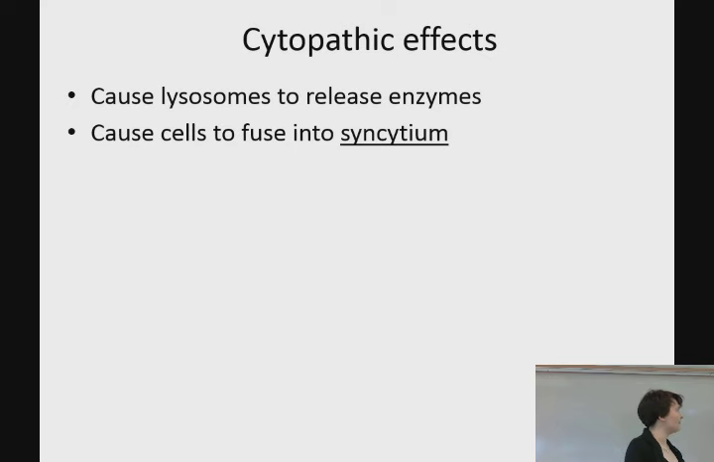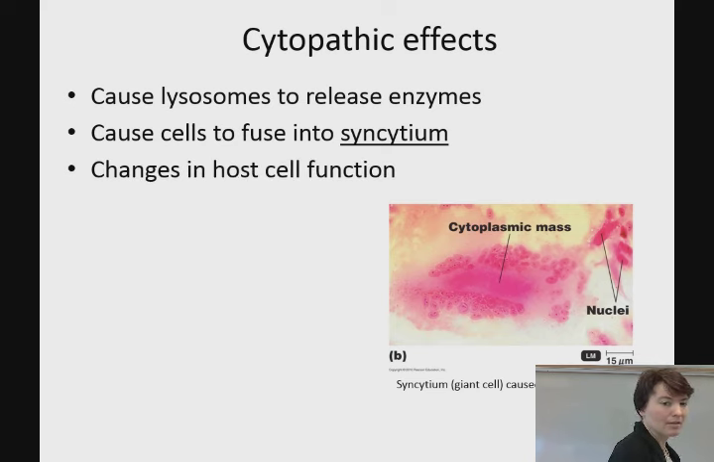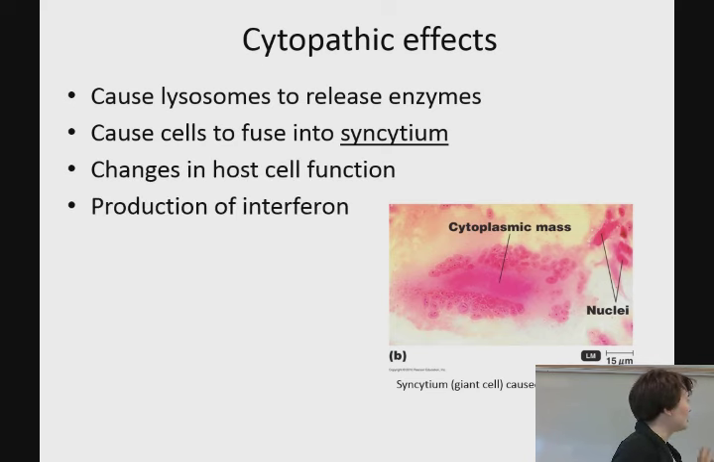Now they have, it's like a territorial takeover. You know, they're in this one cell. By causing the cells to fuse together, they just gain all of that territory and all the resources all of a sudden. It obviously changes the host cell function. One thing that does happen is that cells that are infected with viruses will produce interferon. We'll talk about this again when we come to chapter 16, but it's kind of the cell's cry for help.